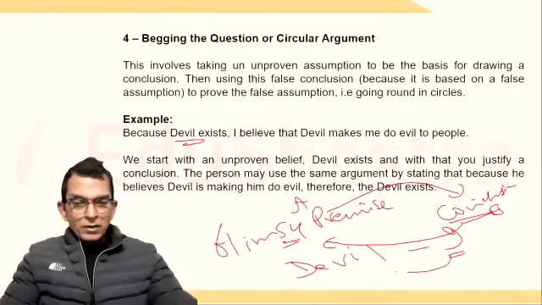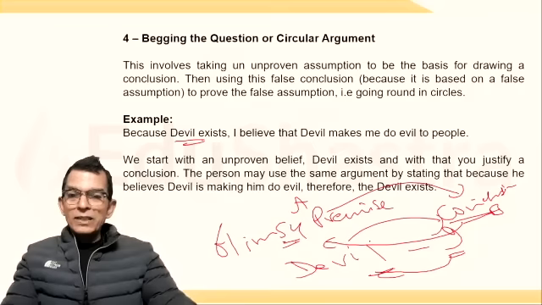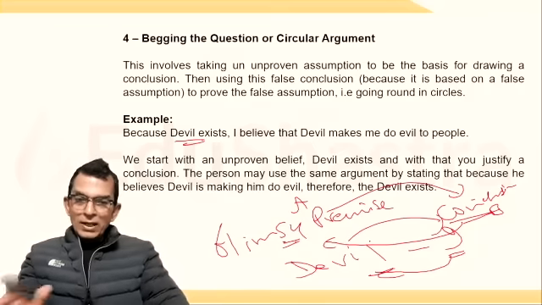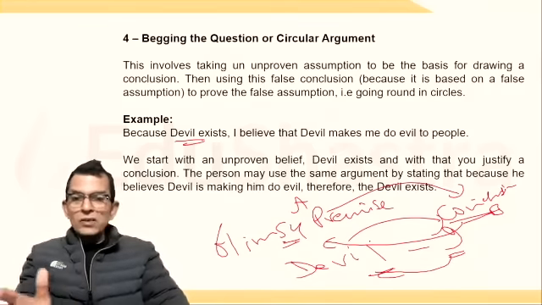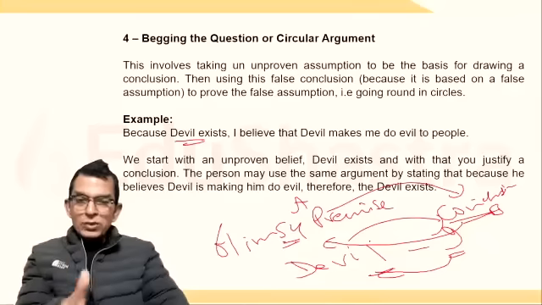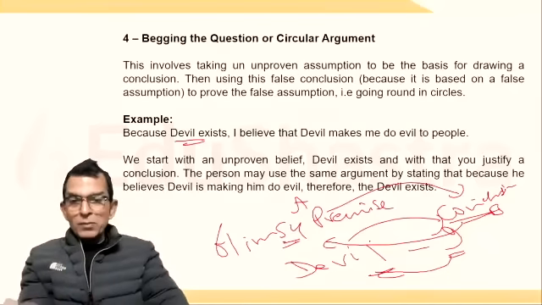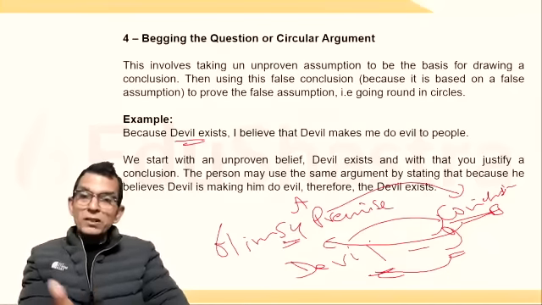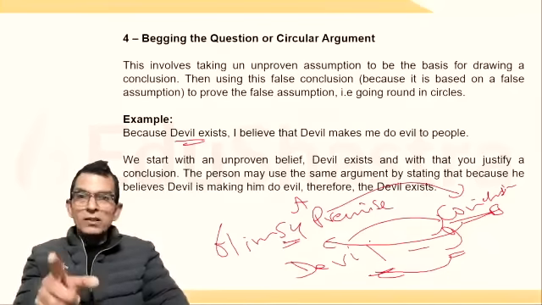Because I am evil, therefore there is devil. You can go on, because both will never be proved. We start with an unproven belief, devil exists, and with that you justify a conclusion. The person may use the same argument by stating that because he believes in devil is making him do evil, therefore devil exists. ये भी कर सकता है, ठीक है?